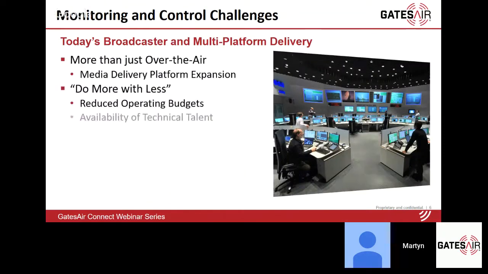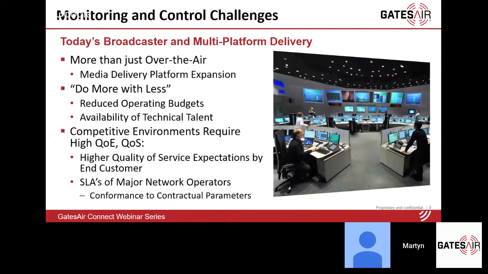So today, as I mentioned, it's more than just over the air. There's internet, there's interactive television, there's all sorts of media delivery platforms, and everyone's trying to do more with less, and that often means reduced budgets, reduced operating personnel, and even a little bit of erosion in technical talent because it's difficult to keep everybody trained, and everybody wants to be working on computers, but that doesn't necessarily mean they're working in broadcast environments. So quite a bit of extra training is often required, but there's never enough time for it.